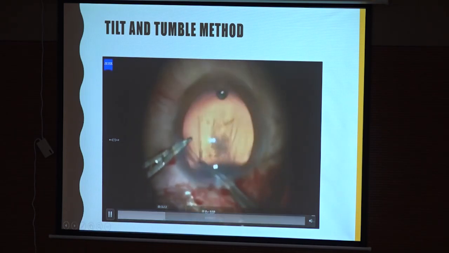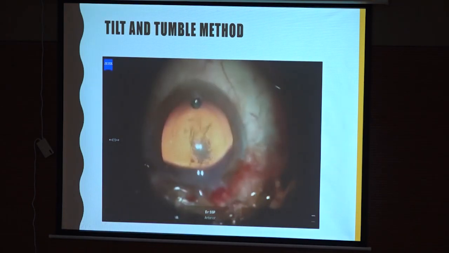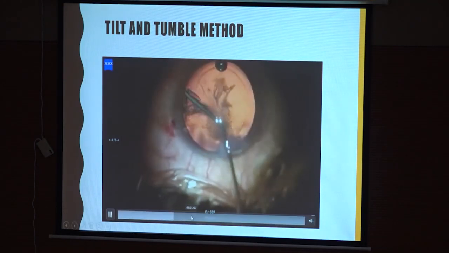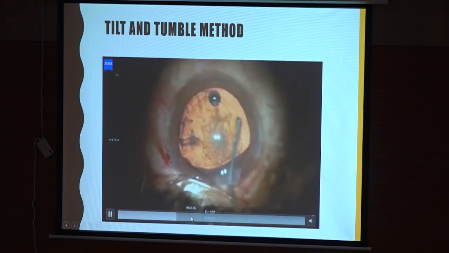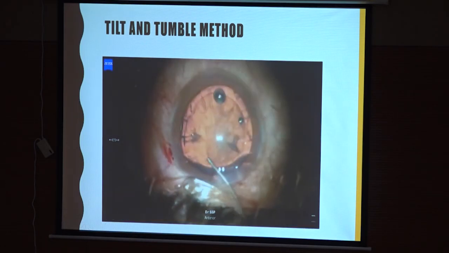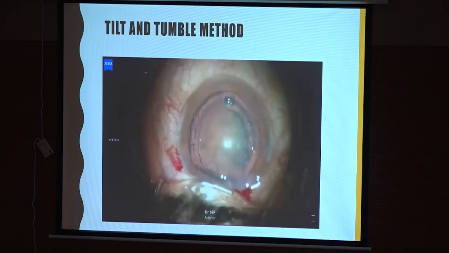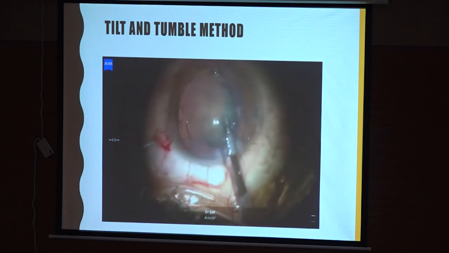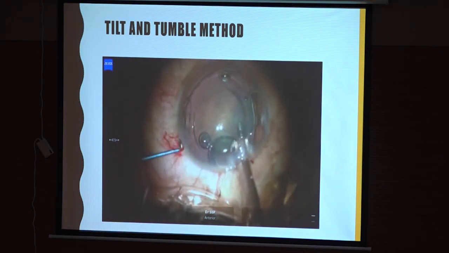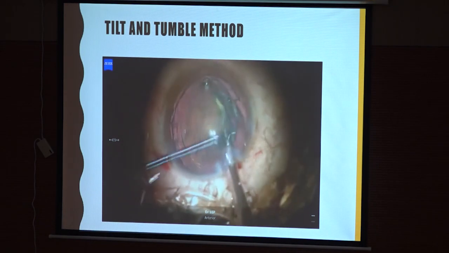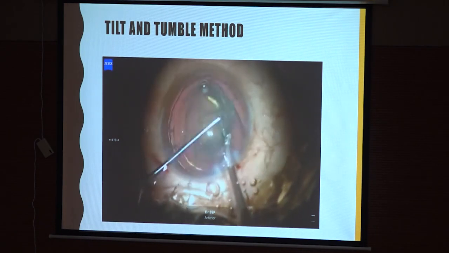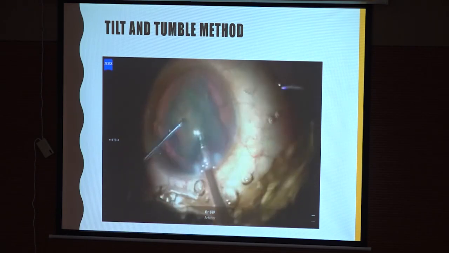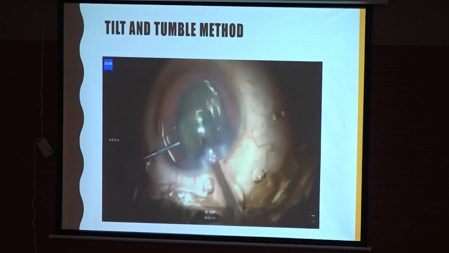So after finishing capsulorhexis, see, the lateral side of this nucleus is above this, the left side of the nucleus. So there is a tilt. Now I am trying to make this tilt more prominent, and I will just go near the edge of this tilted nucleus, and I will finish the phacoemulsification in the capsule only.